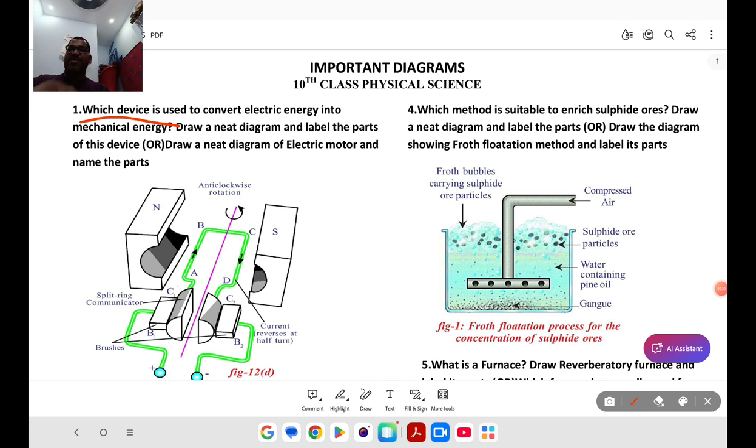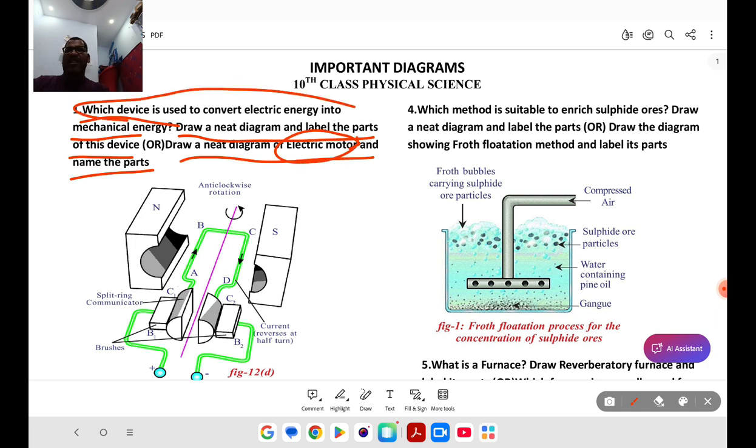Which device is used to convert electrical energy into mechanical energy? And draw the neat diagram and label the parts of this device. They can ask the question like this, or "draw the neat diagram of electric motor and name the parts." They can ask like that. So here they are asking directly about the electric motor. Here they are asking indirectly about the electric motor, which converts electrical energy to mechanical energy.